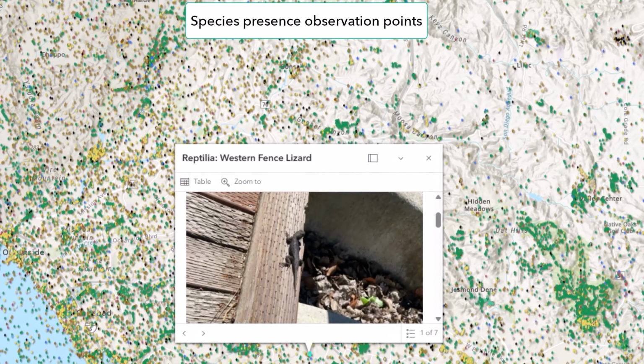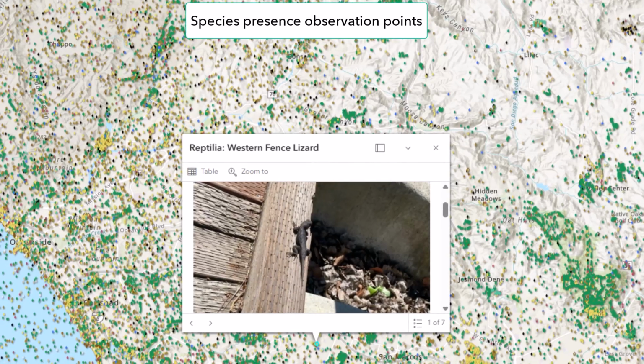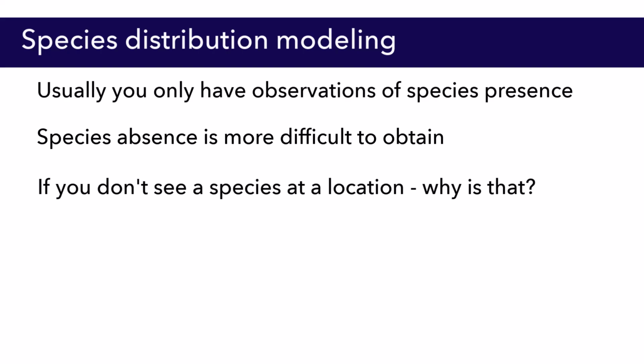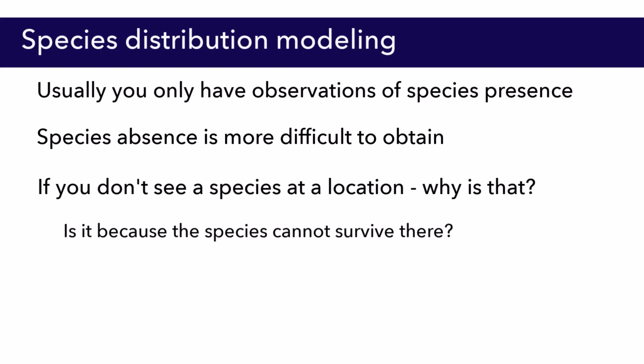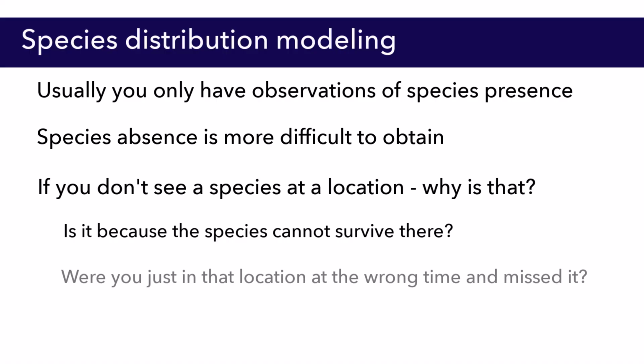This is because species absence data is much harder to obtain. Think about it. If you don't see a species at a particular location, do you really know whether that was because the species cannot survive there or simply because you failed to be there at the right time or in the right conditions to observe that species?